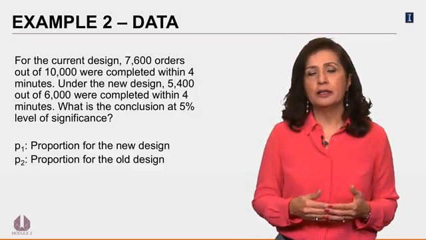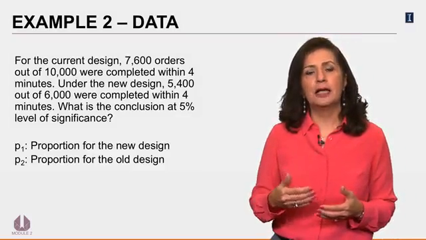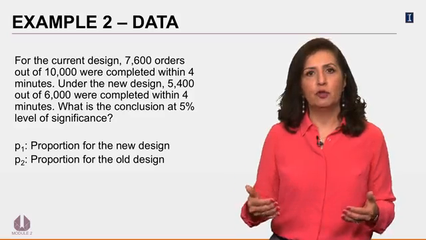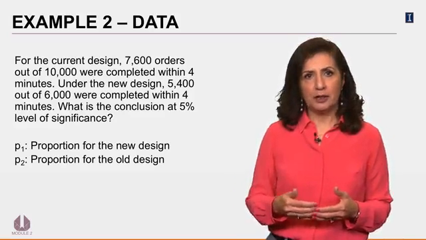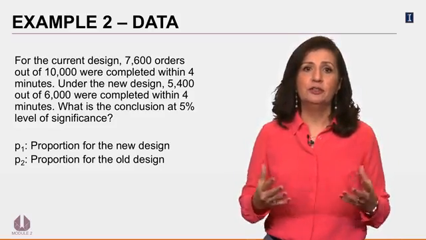If P1 is the proportion for sample 1 and P2 is the proportion for sample 2 for orders that completed within 4 minutes, then the null hypothesis is that these two designs are not more than 20% different.